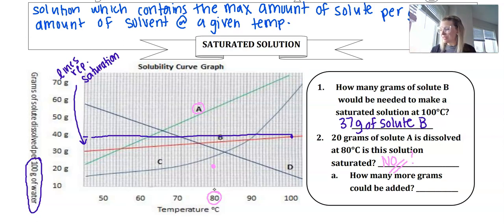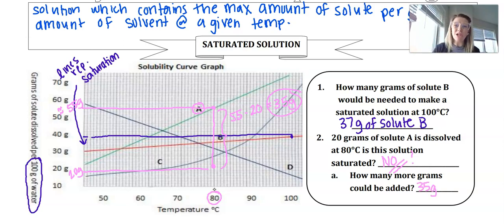What we would have to do here is read up to solute A and read across to find the point of saturation. I would say that this is approximately 55 grams. I've added 20 grams of solute A, and therefore I could add another 55 minus 20, which gives me another 35 grams of solute A before it's saturated.